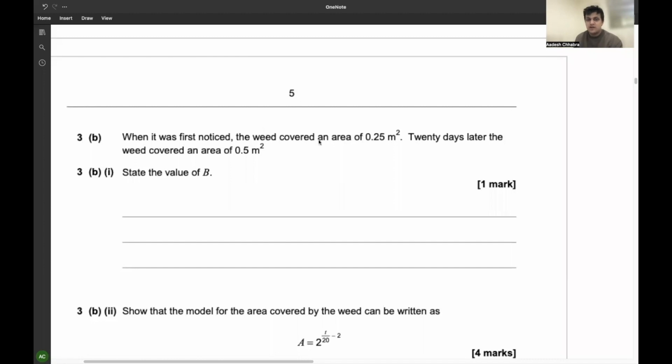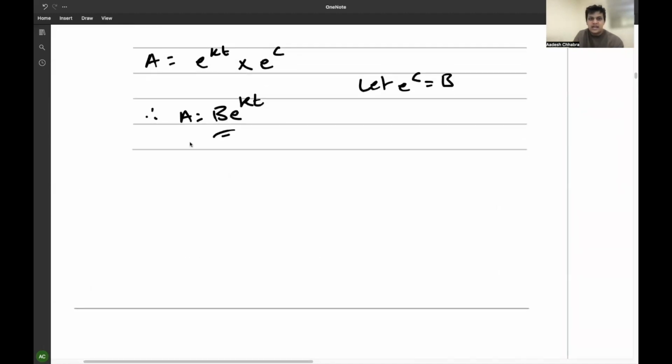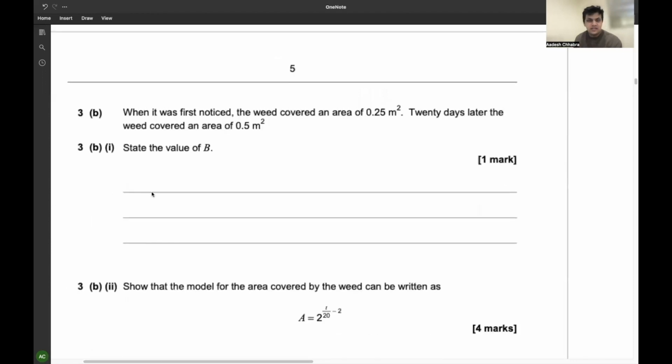So let's go ahead and use the first bit of information here, the fact that the weed covered an area of 0.25 meters squared. So if we substitute that in, basically, we know that at time t is equal to 0, A was equal to 0.25. So our equation above was A is equal to B e to the power kt. If I substitute t is equal to 0, this e term becomes 1. So essentially, I have 0.25 is equal to B times e to the power 0. And so B is equal to 0.25.